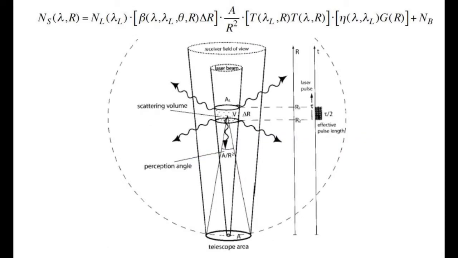The LiDAR equation shown here is the governing equation for any LiDAR system and describes the relationship between the power returned to a receiver for a given transmitted laser power, optical properties, medium of propagation, and target properties. Here the number of photons detected, ns, is equal to the number of transmitted photons, nl, multiplied by losses due to scattering, beta, system collection, transmission, t, efficiency, eta, plus some level of noise, nb.